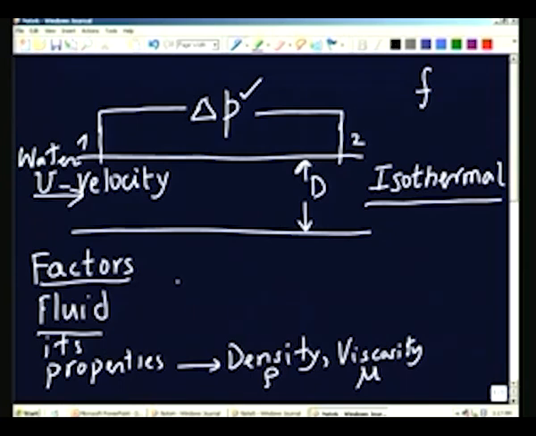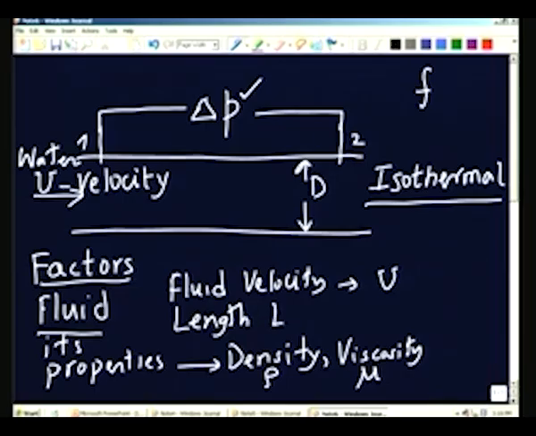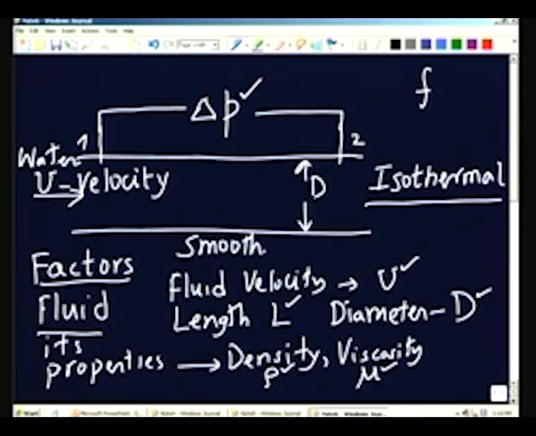Then the fluid velocity, so this is of course capital U, and of course the length of the pipe L and the diameter of the pipe D. So the number of factors is 1, 2, 3, 4, 5, assuming that it is a smooth pipe. We will say that it is a smooth pipe to reduce the complexity. So we have 5 factors, and this is the quantity which depends on the 5 factors.